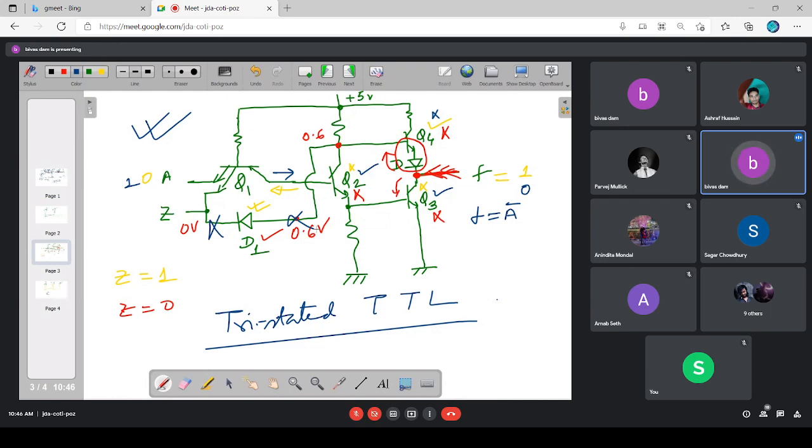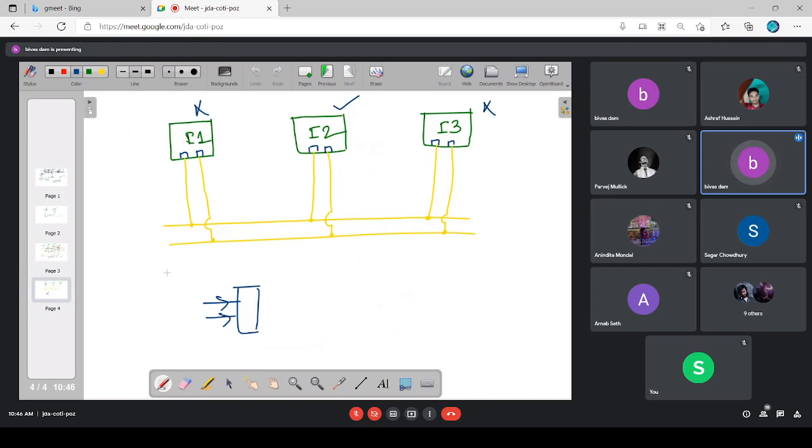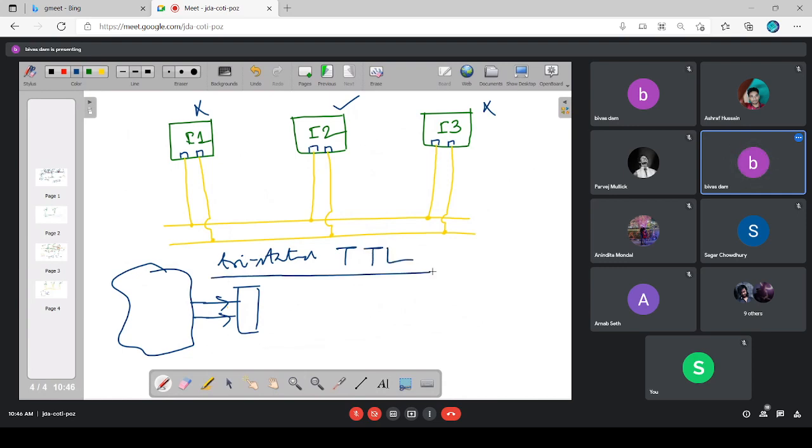We can implement TTL NOR gate, we can implement TTL AND gate, we can implement TTL NAND gate, everything we can implement. But whatever you have to use in the bus connection, there, internal to the circuit, you go for the standard TTL logic family. But when the final output is prepared, and before transferring that to the bus, the data bus, you pass it through one set of tri-stated TTL, where there will be one enable input.